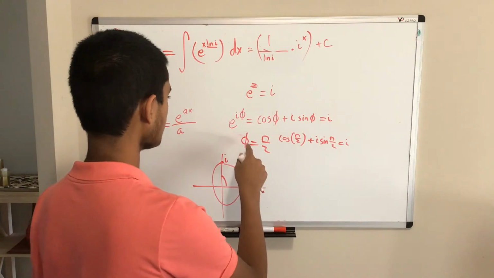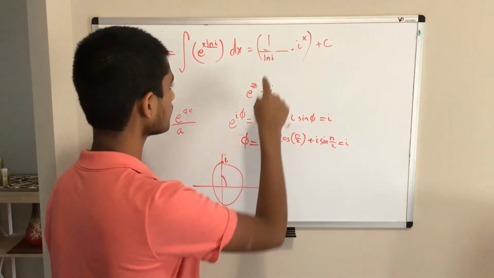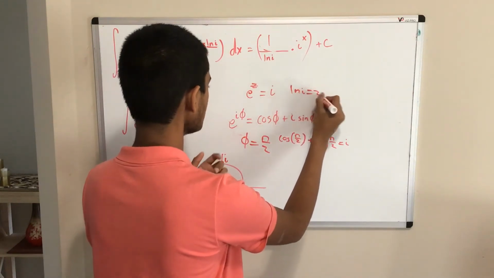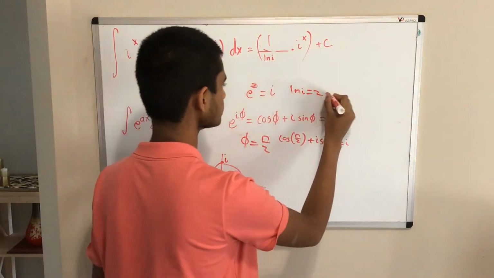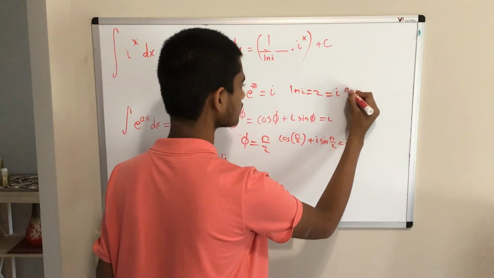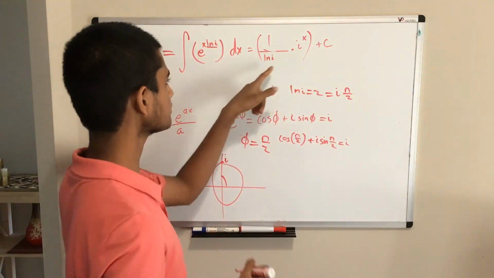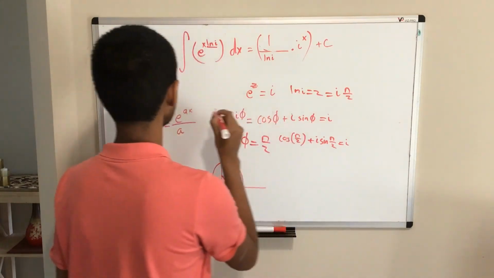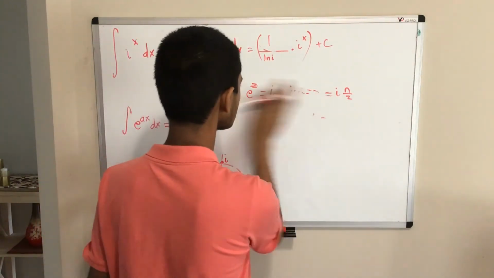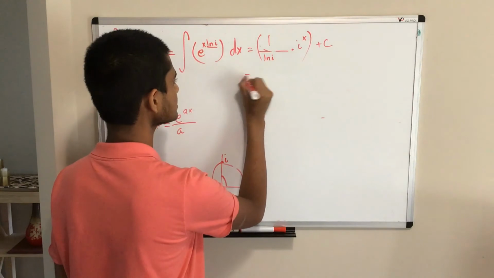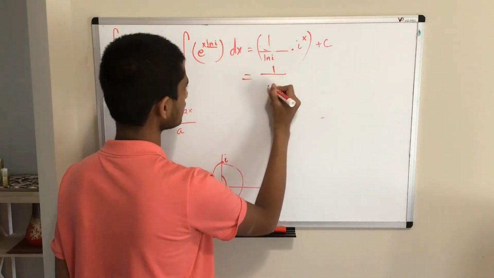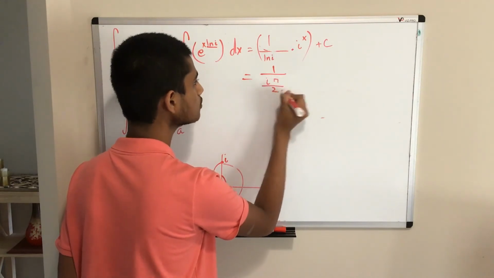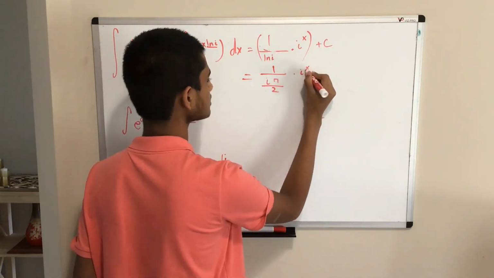So now that we figured out that phi is equal to pi over 2, we realize that ln of i is equal to z, and obviously z is equal to i times pi over 2. And now we can simply just plug that back in over here. So what we can do now is I'm going to erase all this over here. So we realize that this is going to be the same thing as 1 over i pi over 2 times i to the power of x.